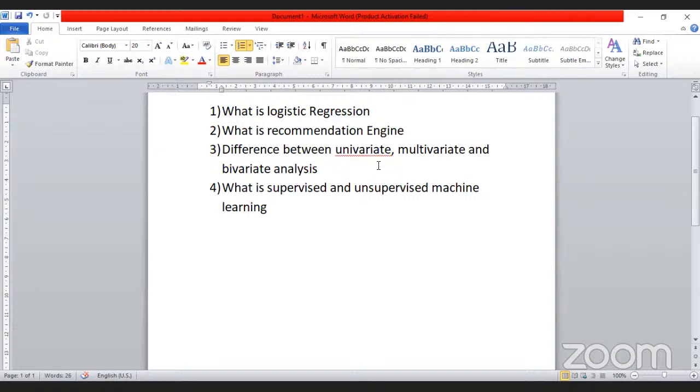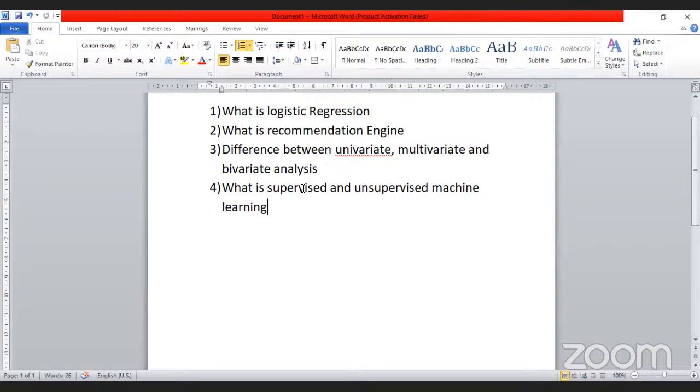So the difference is that in supervised learning we have labels, meaning we have an output column: we have both Y and X, the dependent column and the independent column. In unsupervised learning, we only have an input variable, meaning we only have X. We don't have Y; we have to predict Y.